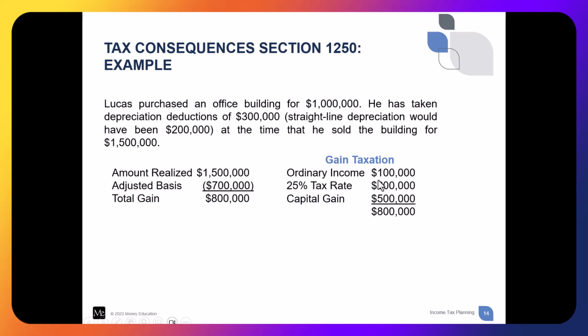So how much was excess depreciation? That's the difference between, they took 300, but straight line was 200. So 100 of the 800 is ordinary. 200 is taxed at recapture, or 25%. And the remaining amount, which is 500, is taxed at capital gains rates. We'll do more examples of this.